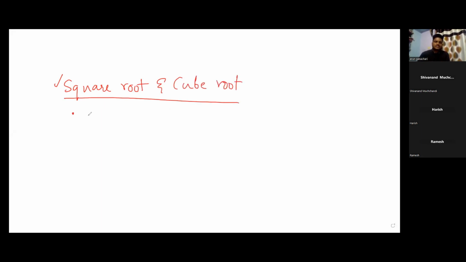So we have a 2-hour session today, so we'll properly utilize everything. We have started with square root and cube root. Yes, sir. Square root and cube root. We have discussed methods of finding square root and cube root also. In those methods, we have discussed only the prime factorization method in the last class.